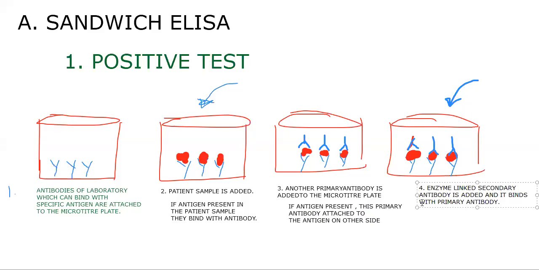Secondary antibody means the antibody which can attach to an antibody. The antibodies which are produced against another antibody, we can say are secondary antibodies. These are also available in the laboratory, and now they are going to be enzyme linked. The secondary antibody is going to be enzyme linked. Let me tell you how we prepare a secondary antibody.